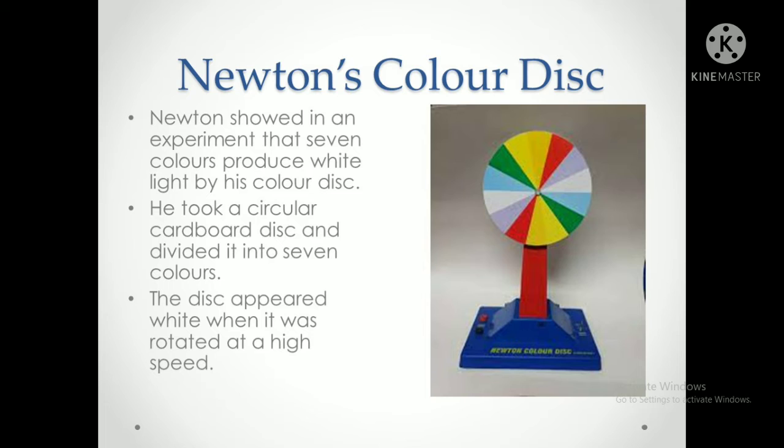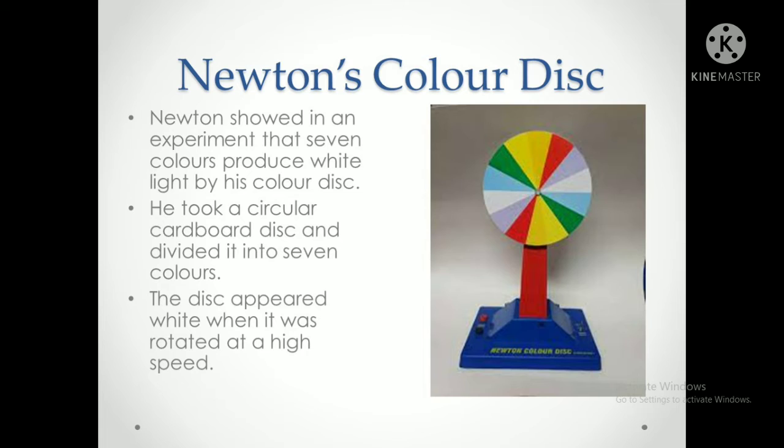He drew the 7 colors on a color disc. On a cardboard, he divided it into 7 colors and drew them. And then that disc is rotated at a very high speed. Then what did we find there? We found white light there. As the disc is rotated very fast, it appears white in color.